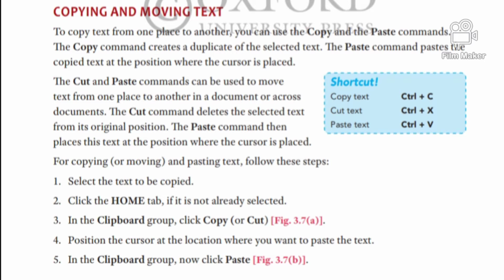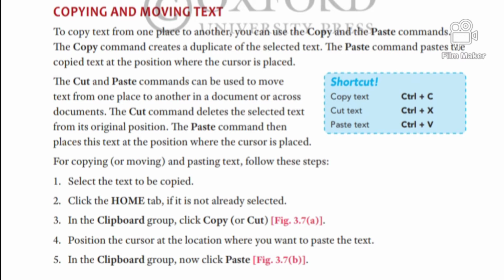Okay, now what is the shortcut of the paste key? The shortcut of the paste key is Control plus V. You have to press two keys: the Control key, and with that you press the letter V key. By pressing these two keys, what is going to happen? The text that you have selected, copied or cut is going to be pasted.